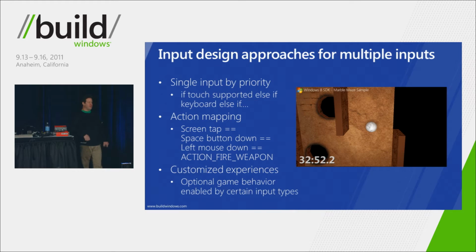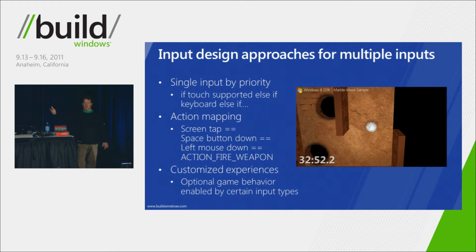A friendlier approach, particularly if you want your player to be switching between types of input, is action mapping. A screen tap, pressing the spacebar, pressing the left mouse button, buttons on a controller, and so on, all map to some action, like fire a weapon. You map the input to the action, and then later on you use the action in an abstract way to control game behavior.